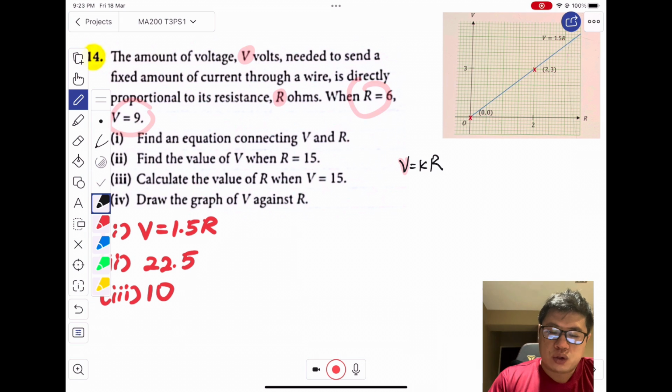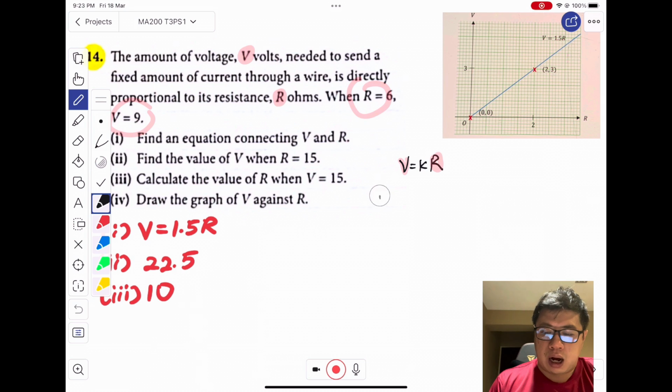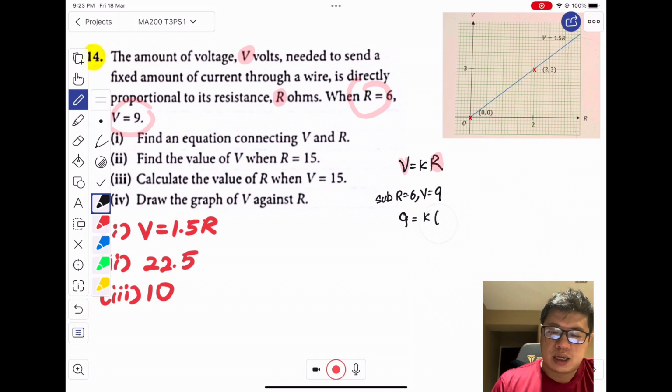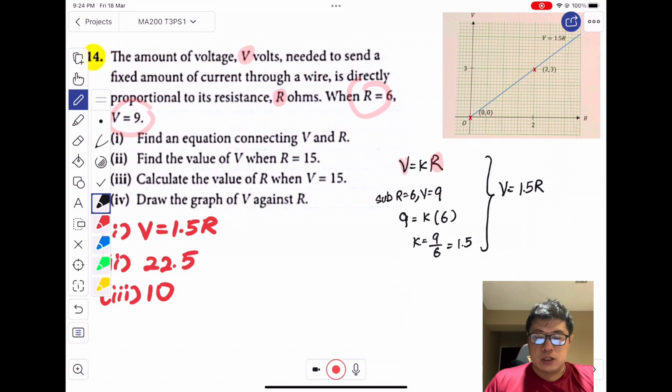So V equals KR. What we do is we substitute R as 6 and V as 9. Then from here, we can proceed to find the K. So substitute V as 9, and R as 6. You then obtain that K is equal to 9 divided by 6, which is 1.5. From here, K is found to be 1.5, so the equation is V equals 1.5 R. Okay, so that is part 1.